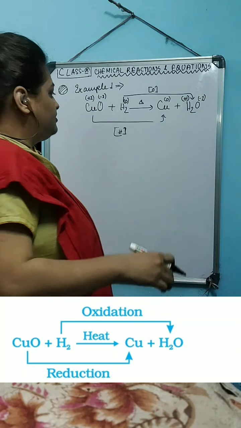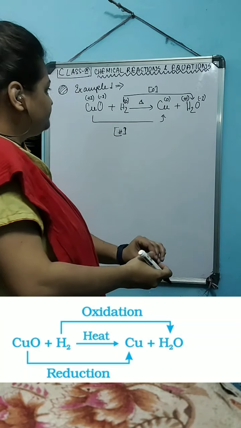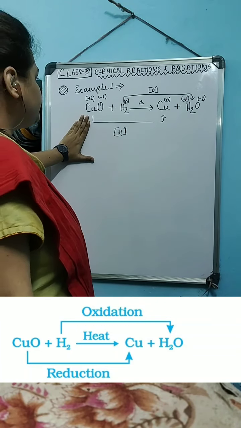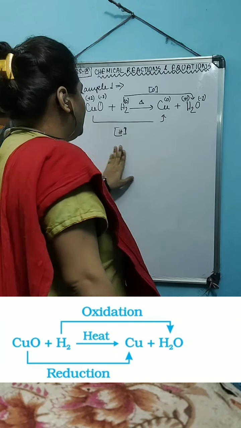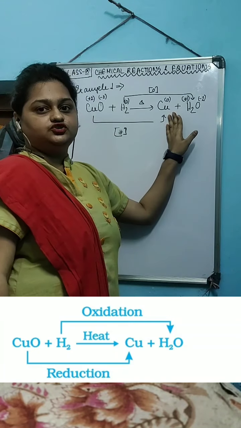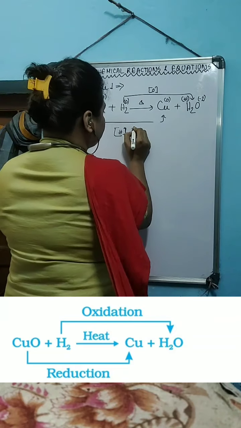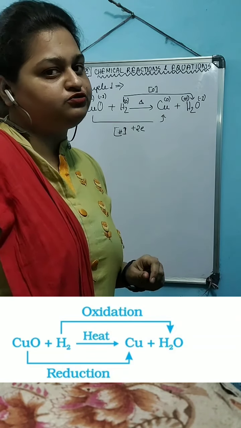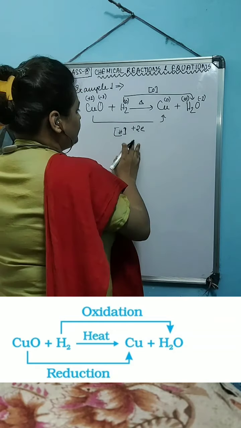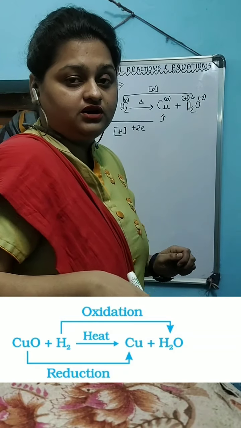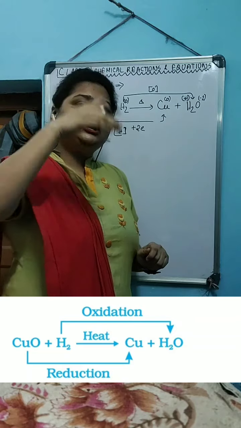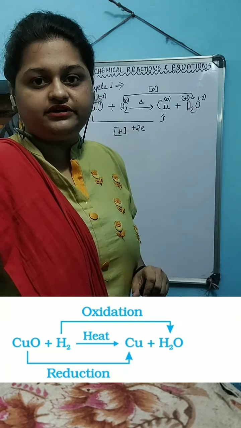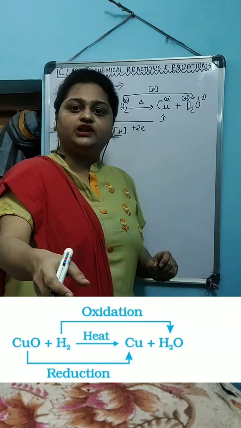Now, copper in here is possessing +2 charge and transforming into a neutral charge, so it must accept 2 electrons to transform itself into a neutral atom. That's why by electronic definition, gaining of electron is known as the reduction reaction, whereas losing of electron is known as the oxidation reaction.